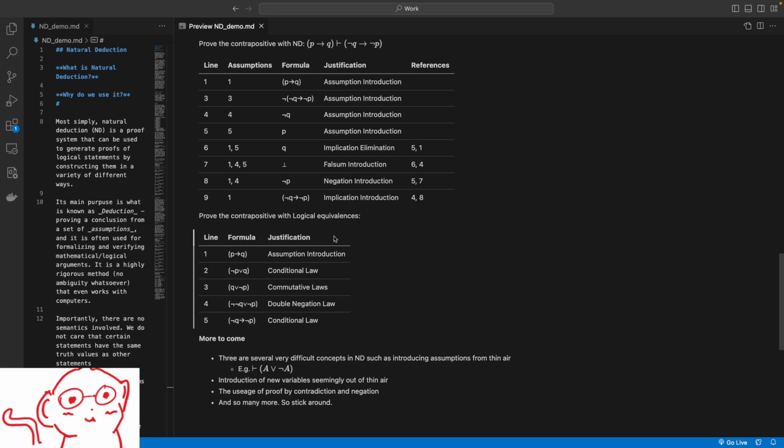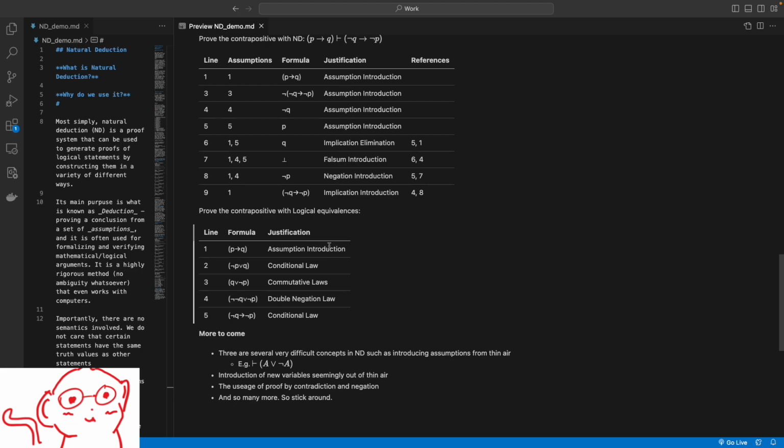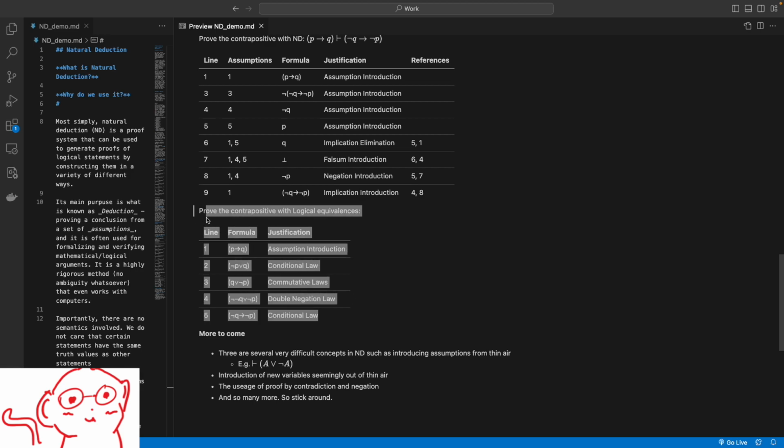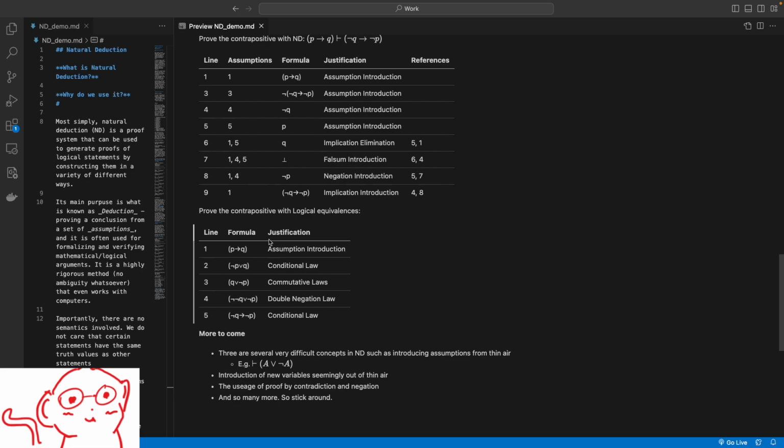But down here is where we deal with logical equivalences. You can see it's much easier, but there's a slight difference. We have different laws. We introduce an assumption, and then we have conditional law, commutative, double negation, conditional. What we've done is we've turned this into the definition, rearranged it, added a double negative, and then put it back in. This one down here uses what we call semantics.